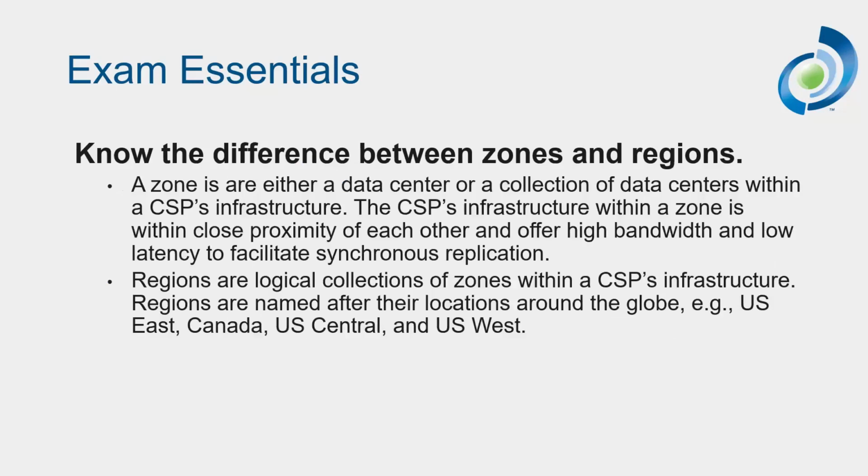Know the difference between zones and regions. A zone is either a data center or a collection of data centers within a CSP's infrastructure. The CSP's infrastructure within a zone is within close proximity to each other and offers high bandwidth and low latency to facilitate synchronous replication. Regions are local collections of zones within a CSP's infrastructure. Regions are named after locations around the globe, for instance US East, Canada, and US Central. So in short, remember regions are geographical locations and availability zones are multiple data centers inside those geographic locations.